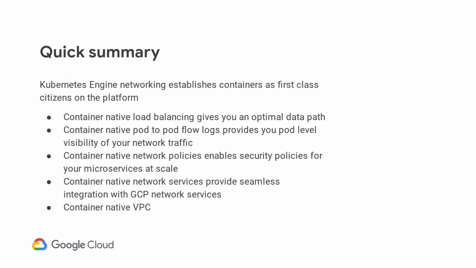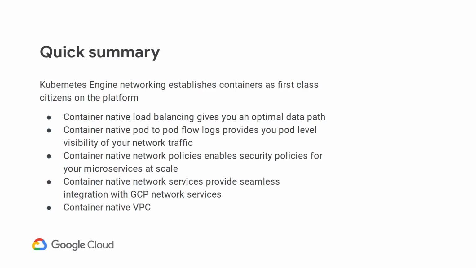Quickly summarizing all the things that we discussed here today. Kubernetes Engine basically wants to establish containers as first-class endpoints, and some of the settings that we definitely recommend for you to have in your Kubernetes Engine and Kubernetes cluster include things like container native load balancing, which gives you much more evenly spread out load for your load balanced applications. Enabling container native pod-to-pod flow logs gives you much better visibility of your network traffic.